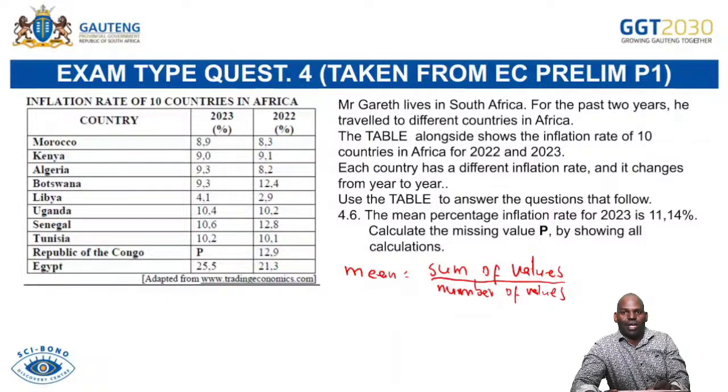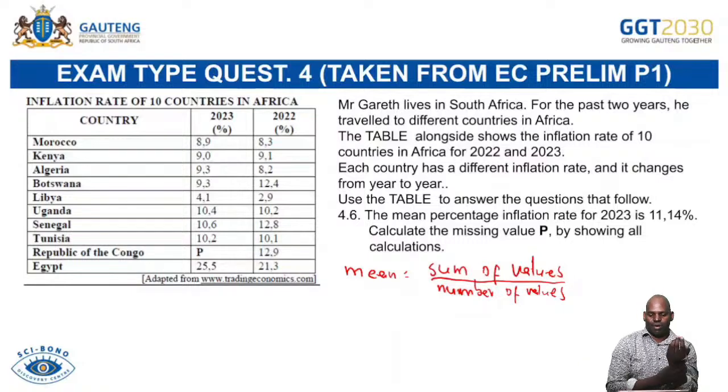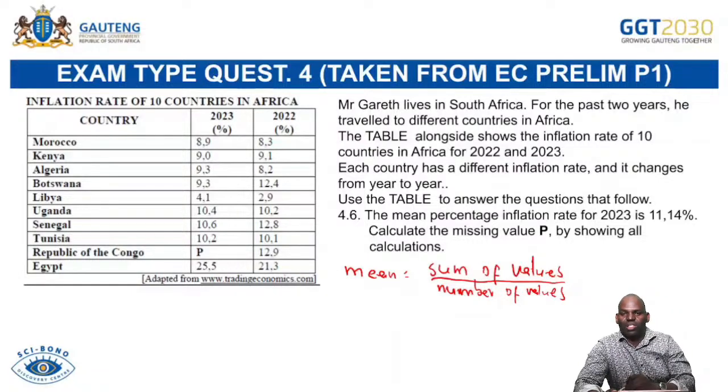But in this case, the mean is given, which is 11.14, and then we have to find the sum. So this one is for 2023. We have to add up all of these. So what we do is say we know the mean. The mean is 11.14.